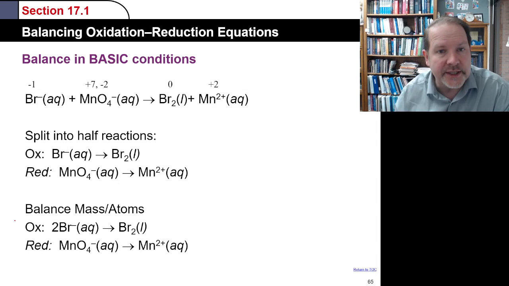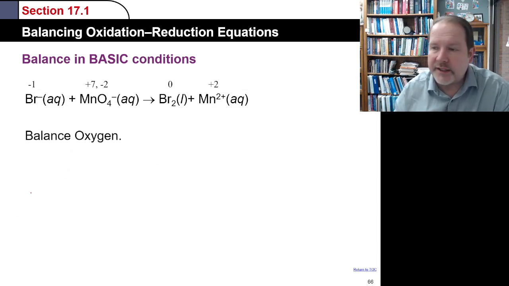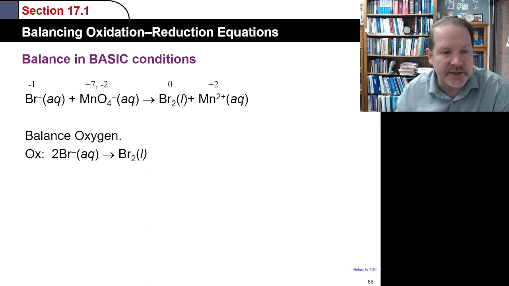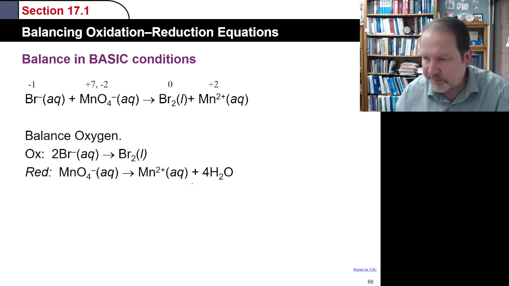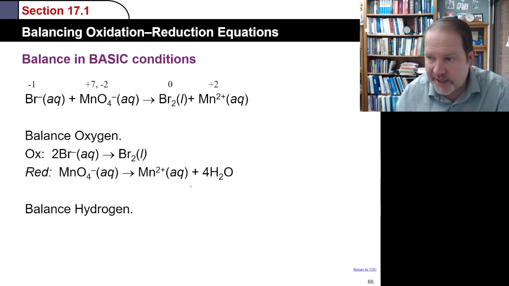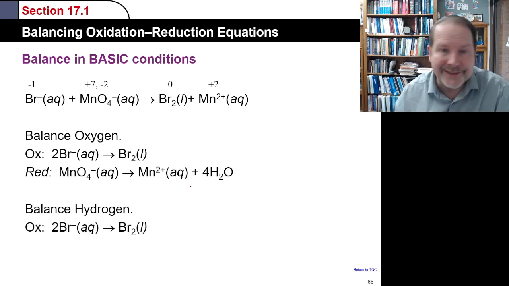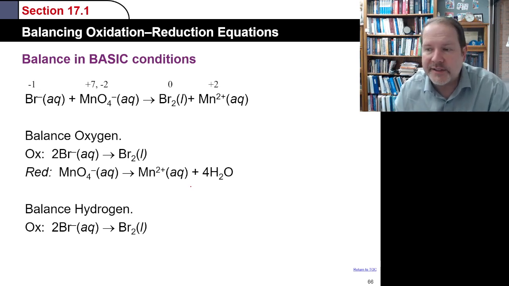Now the next thing we got to do is balance oxygens. And the way that we do that is using water. Now I don't have any oxygens in the oxidation one, so I don't have to worry about that. So I'm going to go on to the next one, and that is with the manganese. Now you see I have 4 oxygens on the left-hand side, the reactant side. So I'm going to use 4 waters to balance the 4 oxygens. Now this introduces hydrogens, but we're going to balance that in the balancing hydrogen step. Now I don't have to do anything to the first one because I didn't add any oxygens, so I don't have to add any hydrogens.